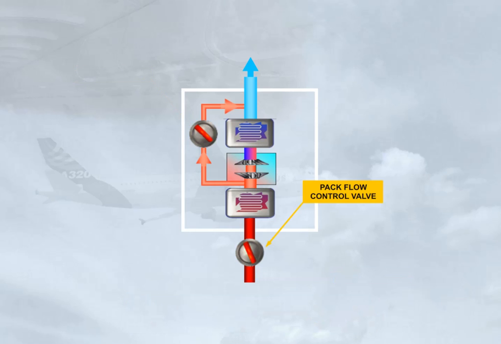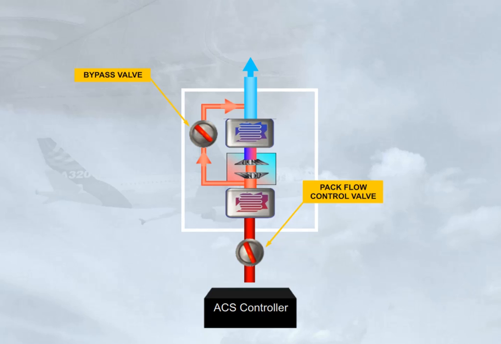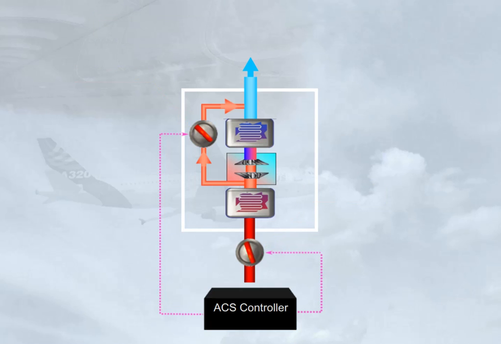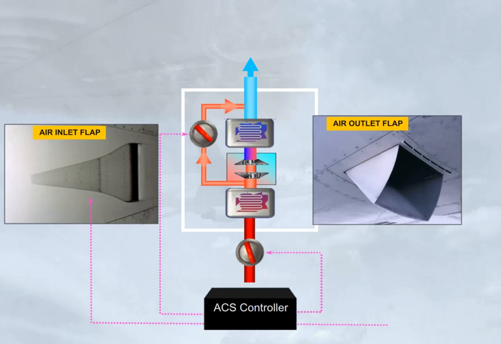The pack flow control valve and the bypass valve are regulated by a related air conditioning system controller to vary the flow rate and the output temperature. The related ACS controller also controls the related ram air inlet and outlet flaps to adjust the amount of air blowing through the heat exchangers. Note: the related ram air inlet flap closes during takeoff and landing to avoid ingestion of foreign matter.